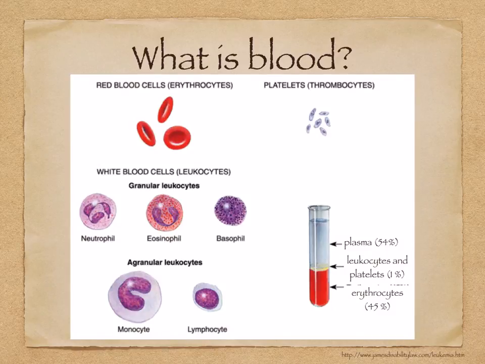So what is blood? Well, blood is the medium by which materials are transported between different parts of the body. So it's made up of plasma, and then your two types of cells, red blood cells and white blood cells. If you have a look at the test tube on the right, you can see the different composition of blood. Plasma makes up about 54% of the blood, and then your white blood cells and red blood cells together make about 45 to 46% of the blood.